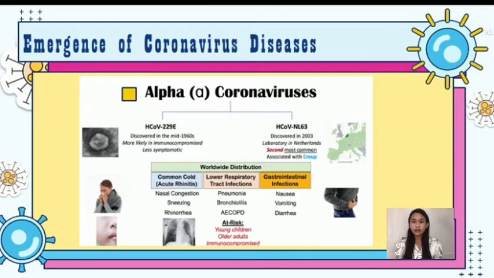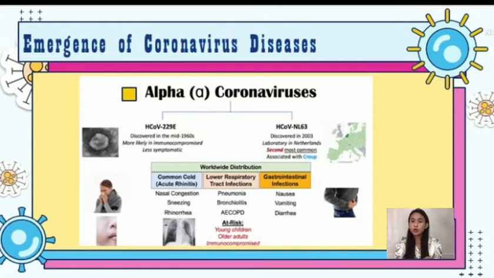And the second alpha coronavirus that affects humans is the HCoV-NL63, which was discovered in 2003 in the Netherlands. So it is the second most common virus since it infects humans like children. But it depends on the season, like the cases are high in winter and low in summer. So both of these viruses cause common colds, acute rhinitis, stuffy nose or runny nose. It can also cause pneumonia, vomiting or diarrhea.